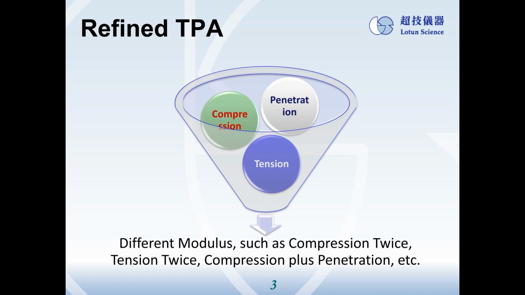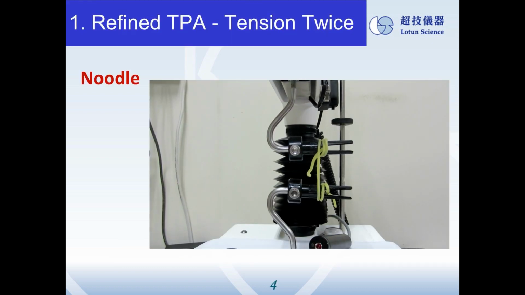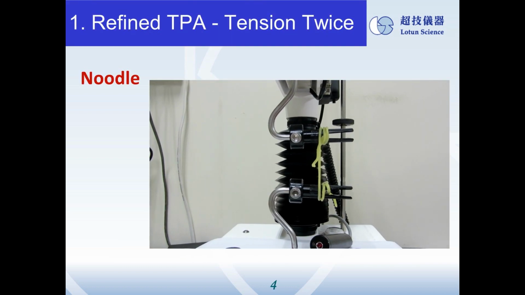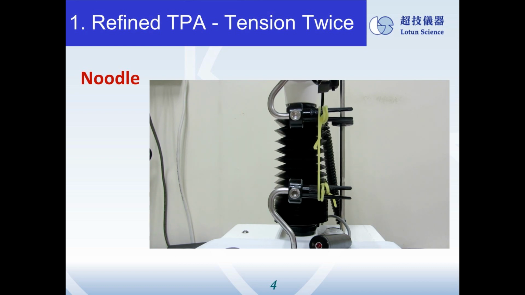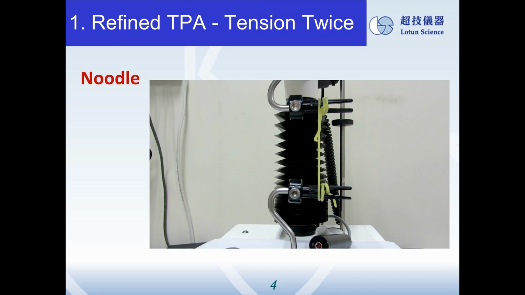We could also conduct simultaneous non-destructive and destructive tests. We can also even provide rapid and easy tests of more than 2 models. This is an example for the modulus of tension twice for both non-destructive and destructive analysis. By using this modulus, we can easily analyze the textural properties of a noodle.